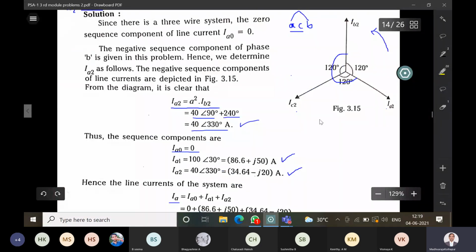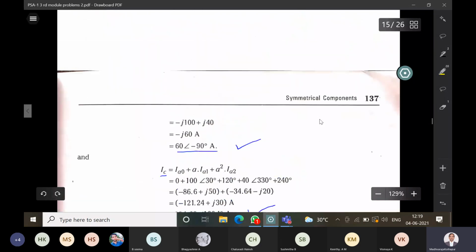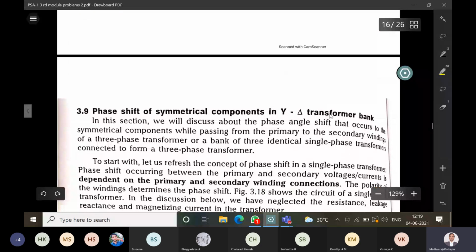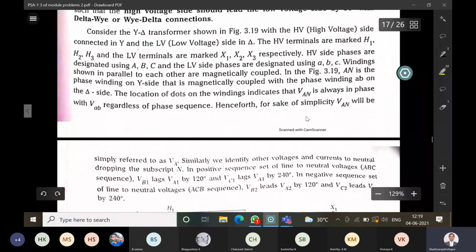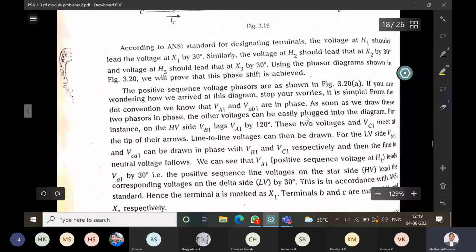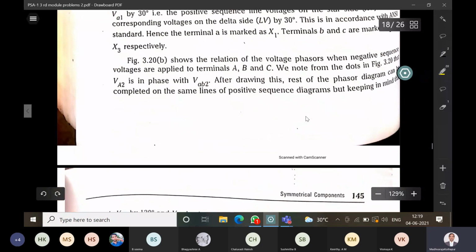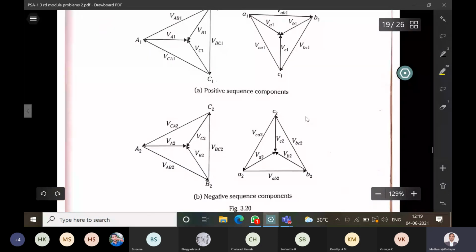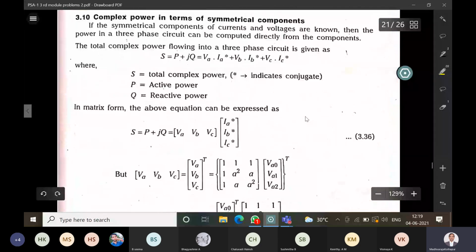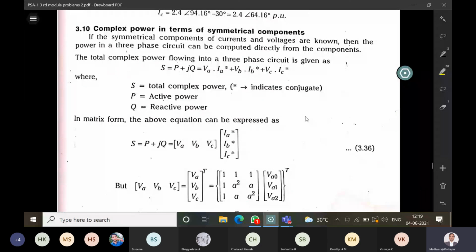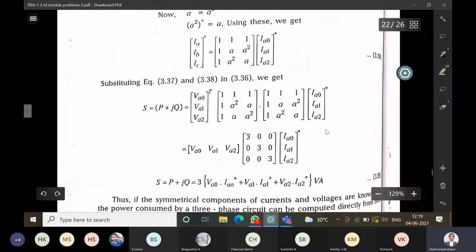In the next class we'll discuss phase shifting of symmetrical components in a star-delta transformer system. And after this there are some problems, and complex power in terms of symmetrical components. These two topics are there to complete this chapter.